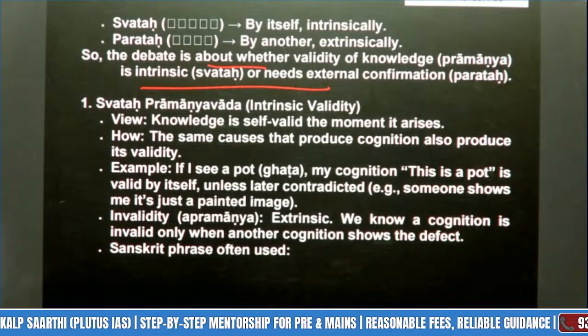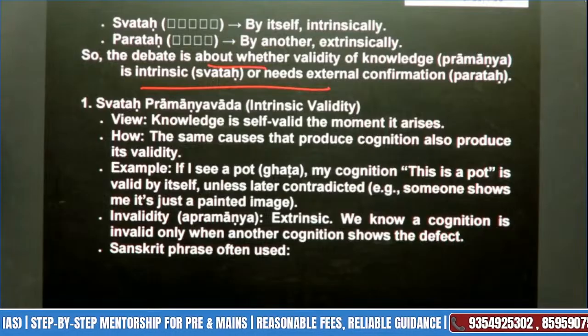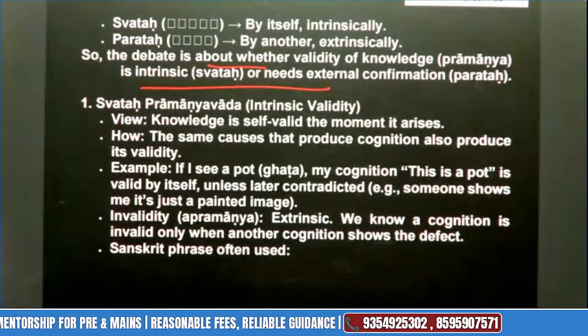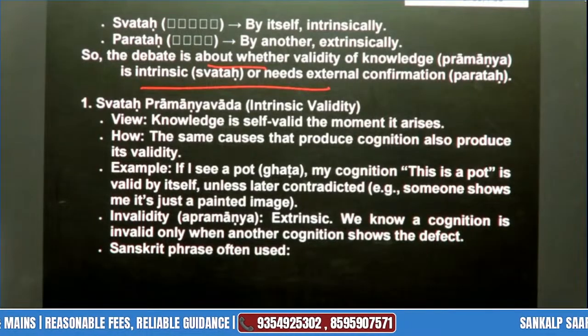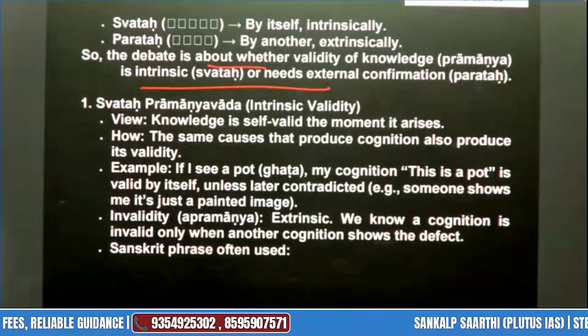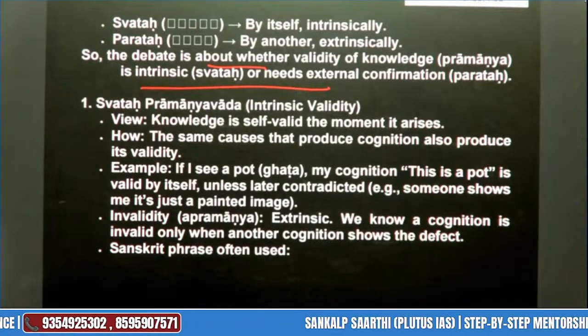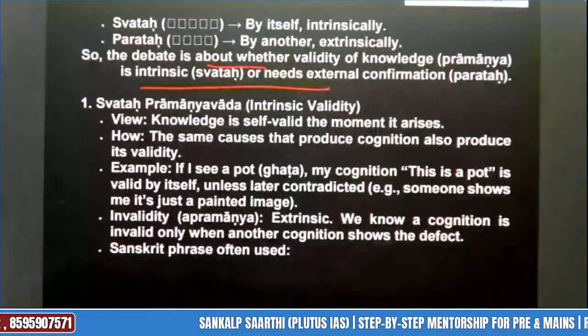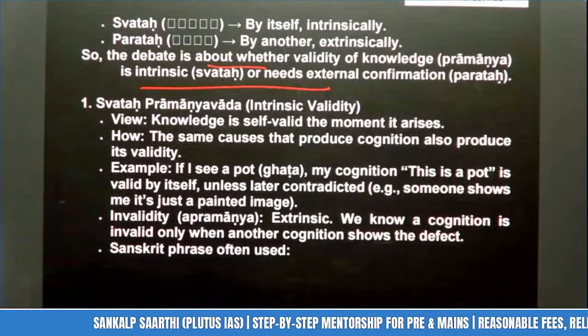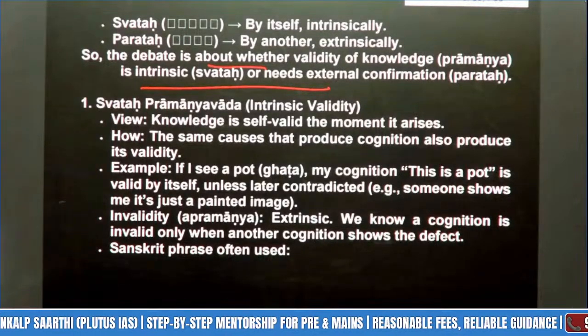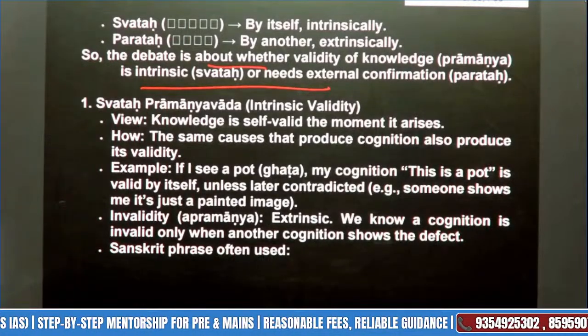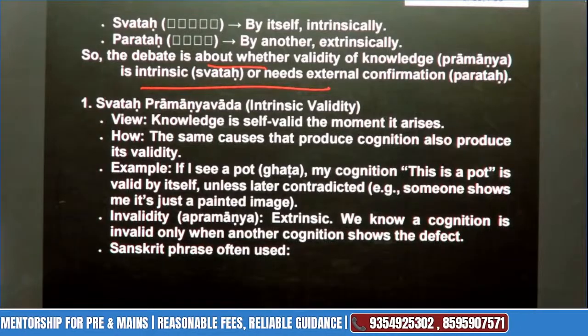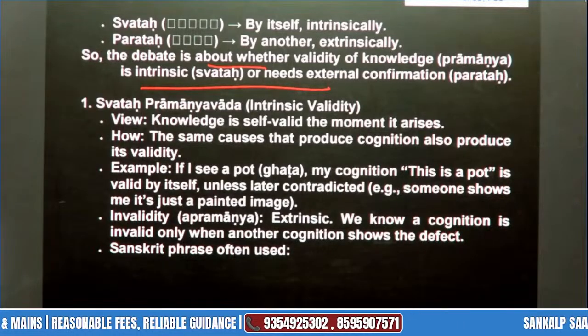For example, if I see a pot, my cognition says that yes, this is a pot. It is valid by itself, unless later someone contradicts it. Example, someone shows me that it's just a painted image, right? Invalidity is extrinsic. We know our cognition is valid, invalid only when another cognition shows the defect, right?